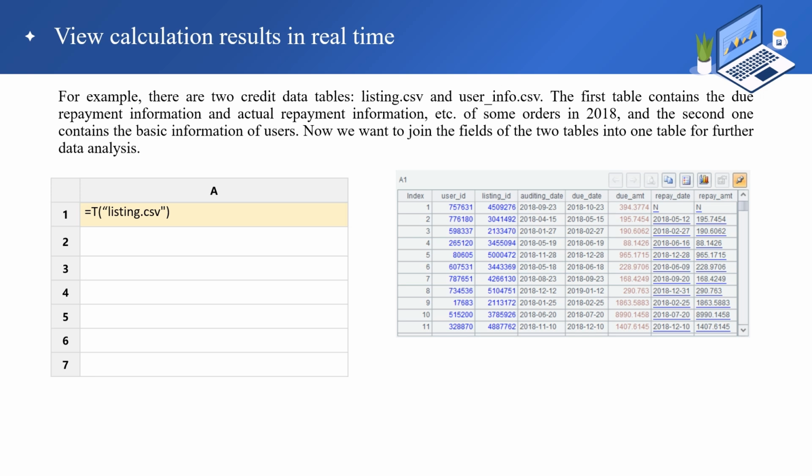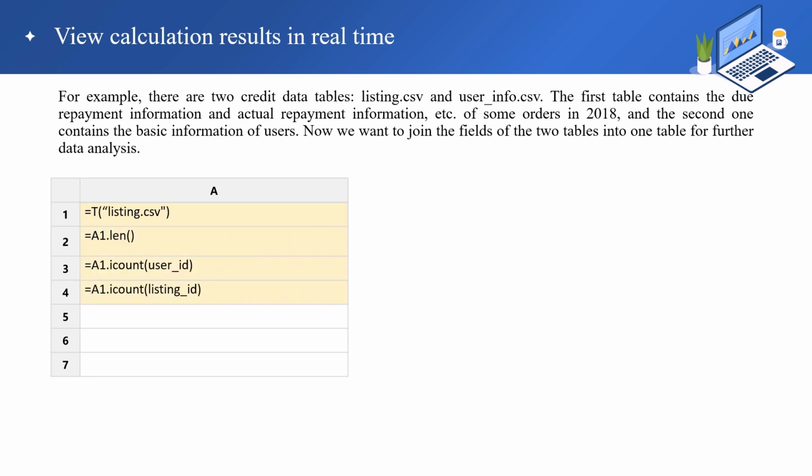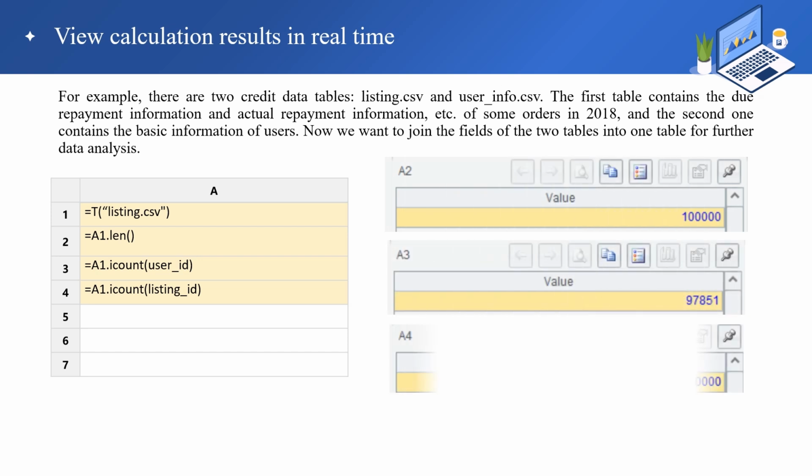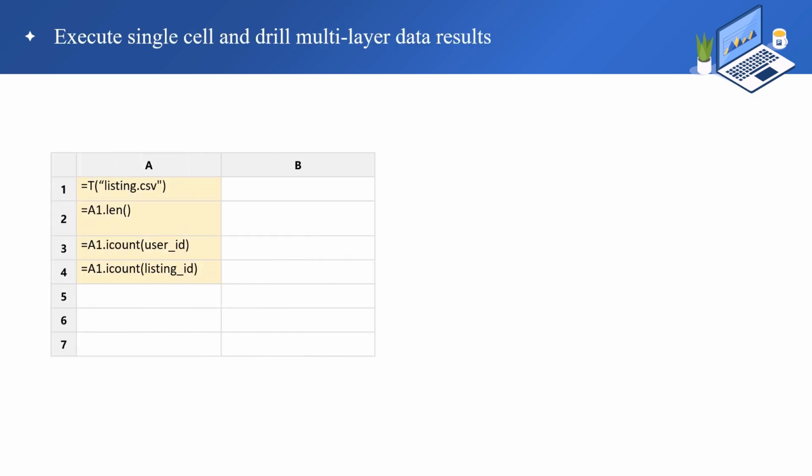Now, check the uniqueness of the two ID fields. Enter the code in A2, A3 and A4 and run them, then click on the corresponding cell to view results. The results show that the values of the listing ID field are unique, while the user ID field has duplicate values, indicating that the same user may have multiple order data. Next, import the second table.